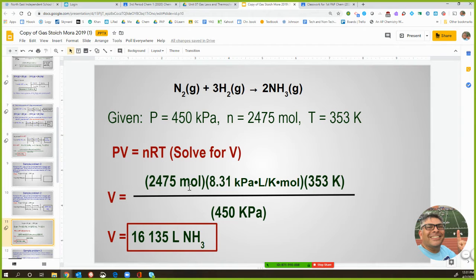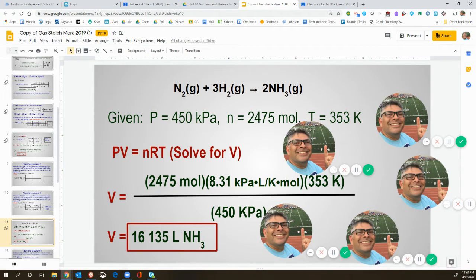We put that in for n. We're going to use kilopascals, or the 8.31 gas constant, because of the unit of pressure, which is kilopascals. You write all of that in there. And of course, your temperature's got to be in Kelvin, divided by the pressure, and your volume should be 16,135 liters of ammonia.